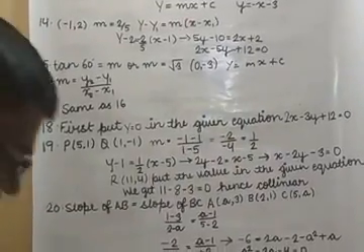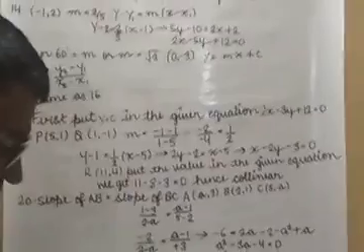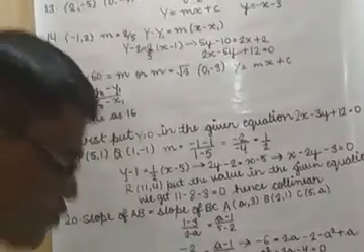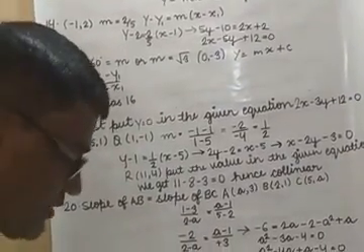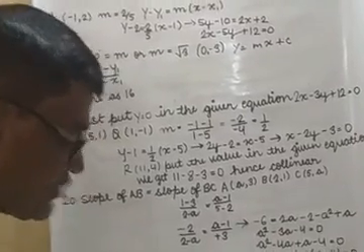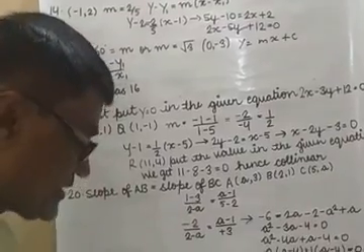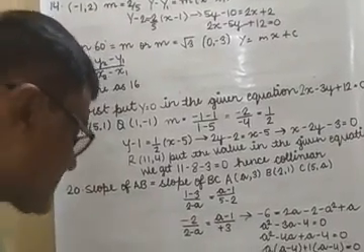In question number 16, you have to find the gradient. Gradient is nothing, it is again slope. So again x1 y1 x2 y2 is given to you, so you can easily calculate the slope. 17th question, that is the same.